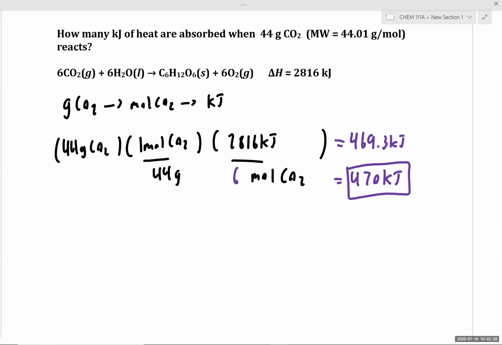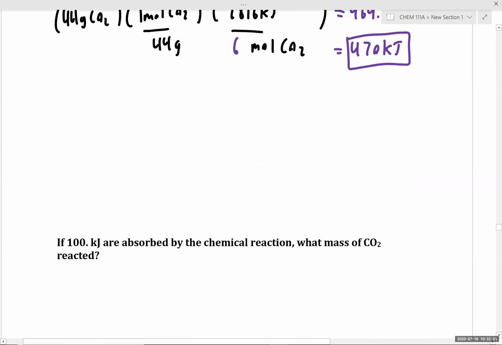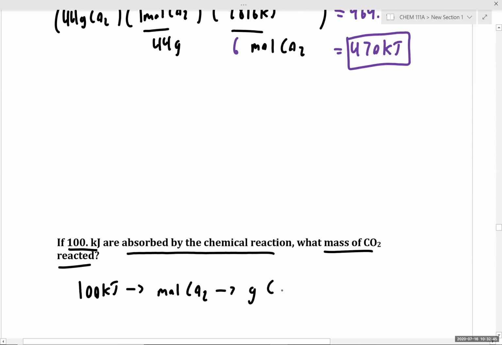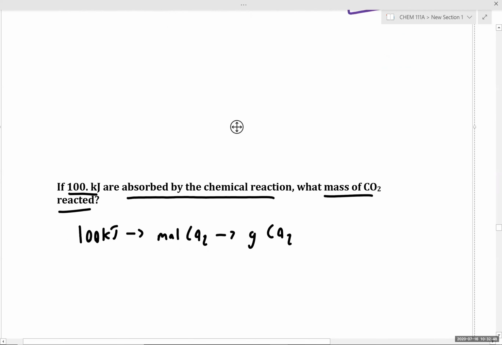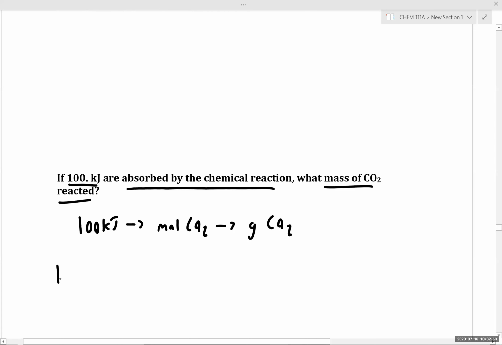If not, we have 100 kilojoules absorbed by the chemical reaction, and we're asked to figure out the mass of carbon dioxide. So we're going to go from 100 kilojoules to the moles of carbon dioxide to the grams of carbon dioxide. Okay, so now that we have 100 kilojoules as our input, absorbed, it's a plus sign. Absorbed and enthalpy or heat is positive. Released, negative.